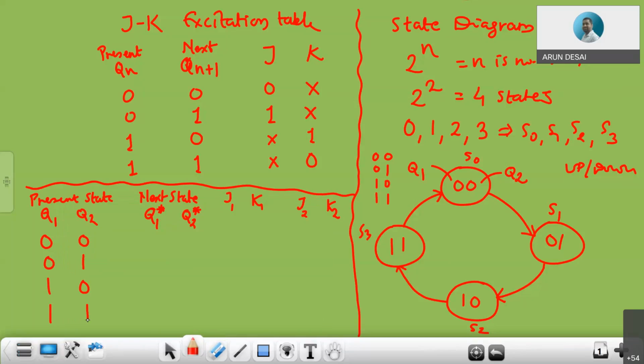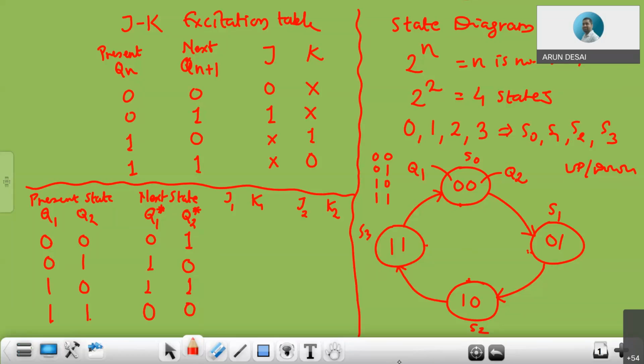So suppose my first output is 00, then the next state would be 01. That I need to write here. My present state is 01, then my next state would be 10, right? That I need to write here in the next state. If my present state is 10, then my next state would be 11, right? That should be my next output. And if my present state is 11, then my next state would be again the initial position, that is 00, right?